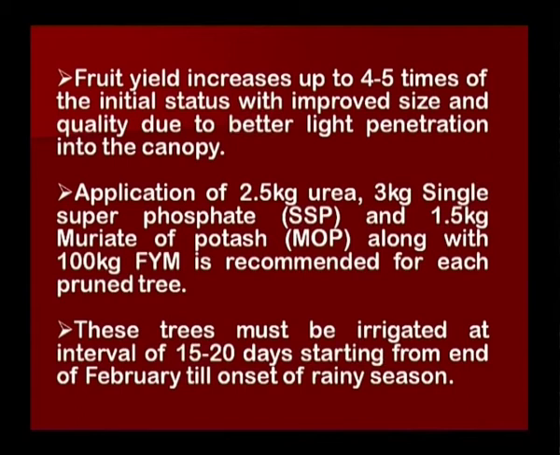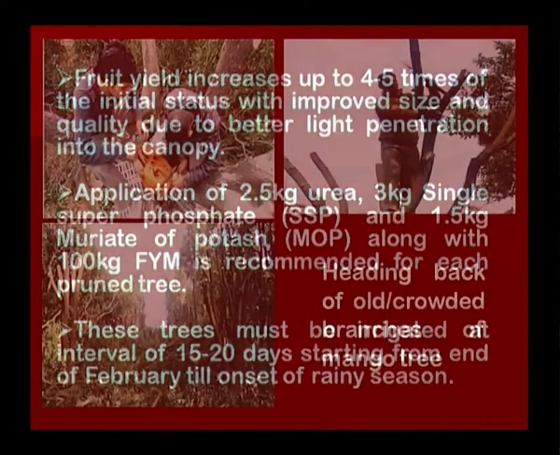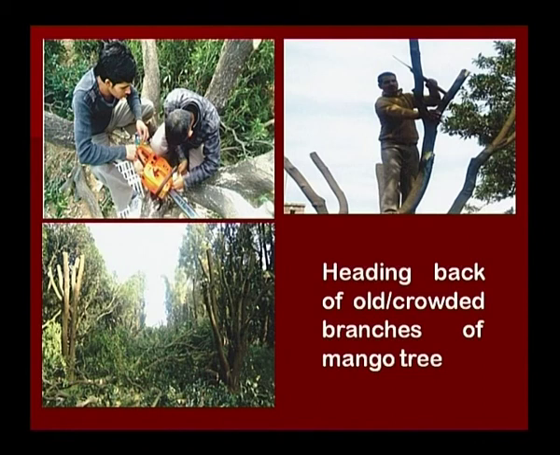Application of 2.5 kilograms of urea, 3 kg single superphosphate and 1.5 kg MOP along with 100 kg FYM is recommended for each pruned tree. These trees must be irrigated at intervals of 15 to 20 days starting from the end of February till onset of the rainy season. This slide shows the various pictures of heading back of old or crowded branches of mango tree.